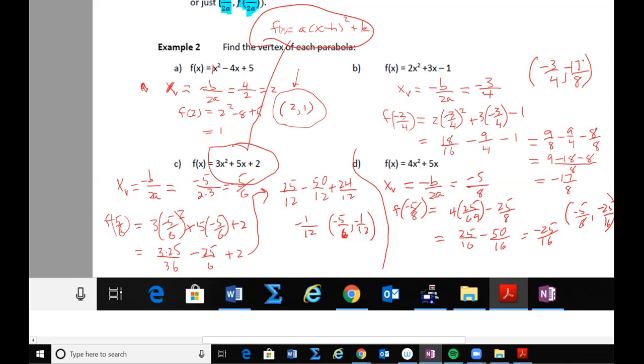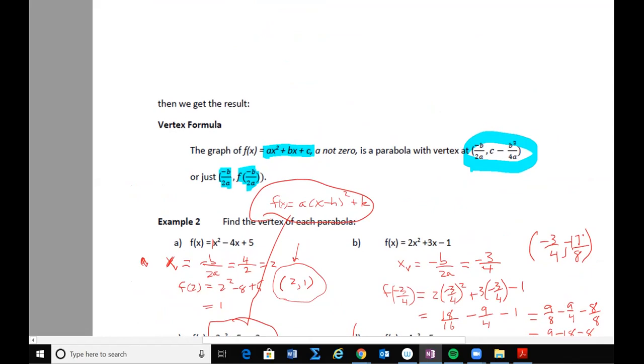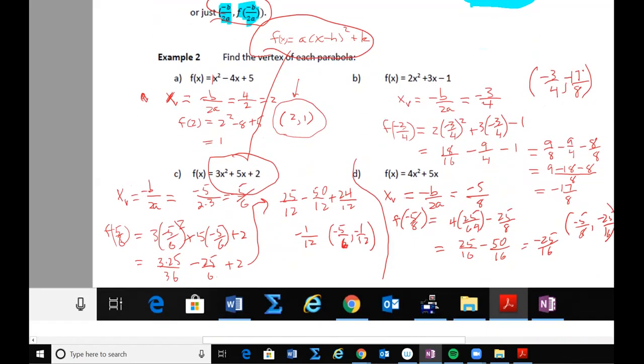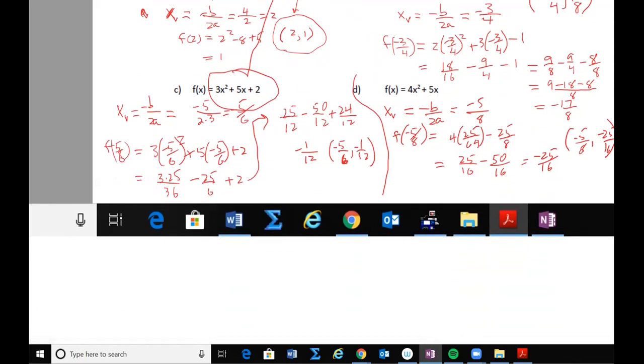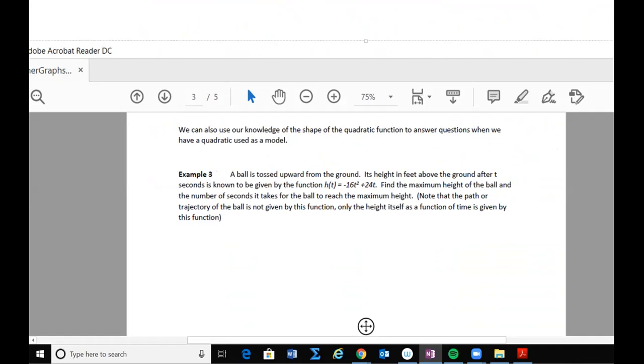Okay. So that's the idea. You're going to use that minus b over 2a. That is going to help you to find the vertex for those parabolas. Okay, let's see what else we got here. Okay, here's an application problem.